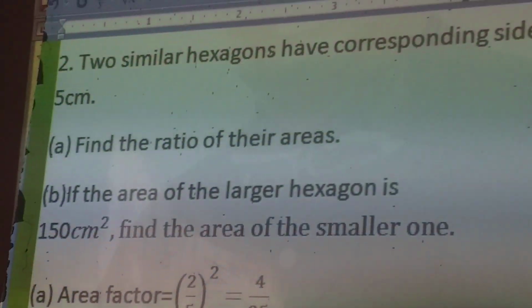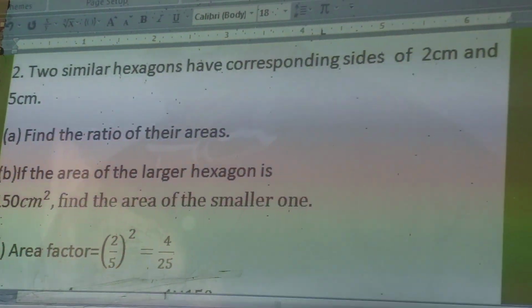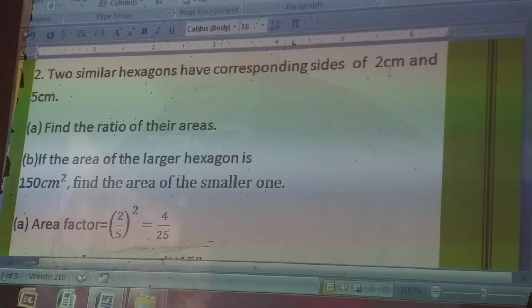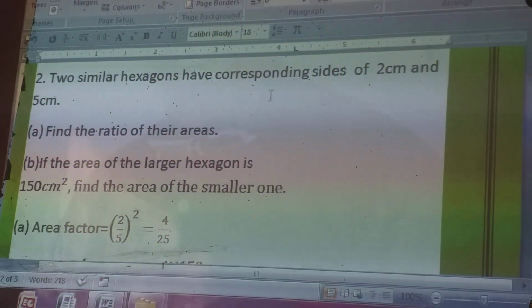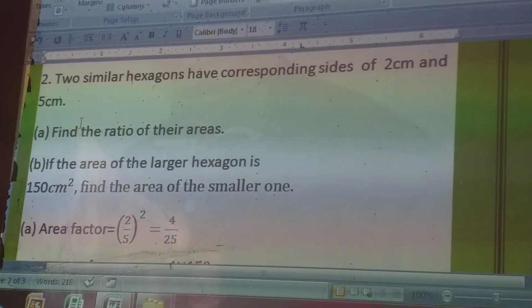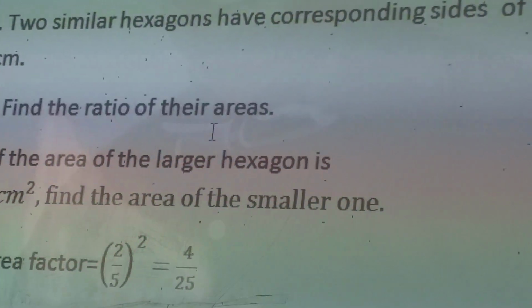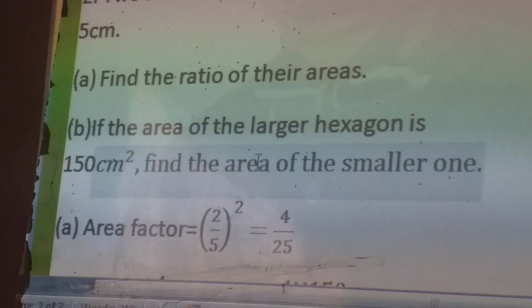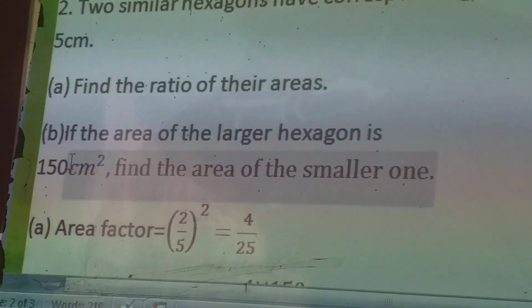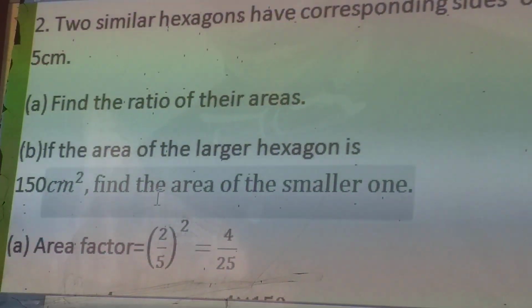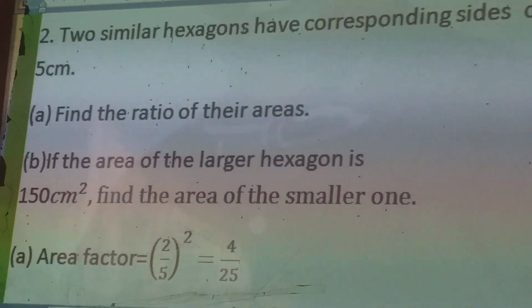Example number 2. We are saying two similar hexagons have corresponding sides of lengths 2 centimeters and 5 centimeters. A. Find the ratio of their areas. B. If the area of the larger hexagon is 150 square centimeters, find the area of the smaller one.